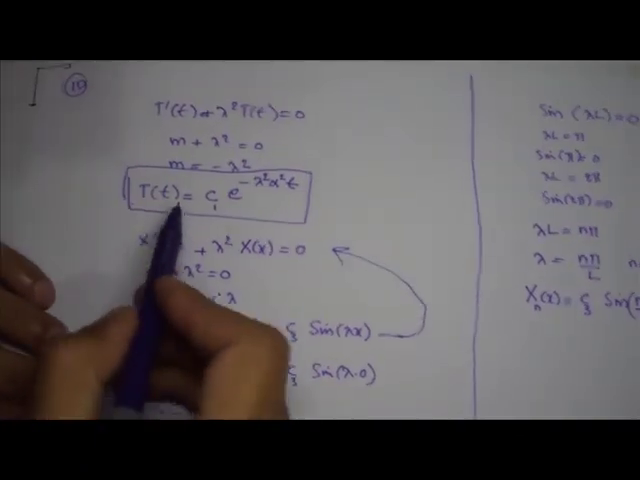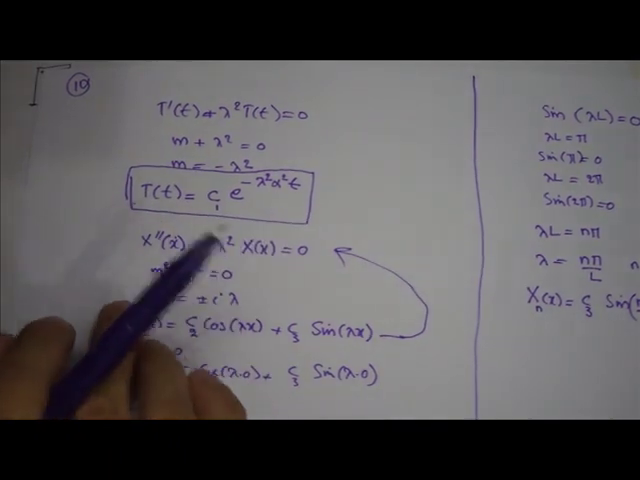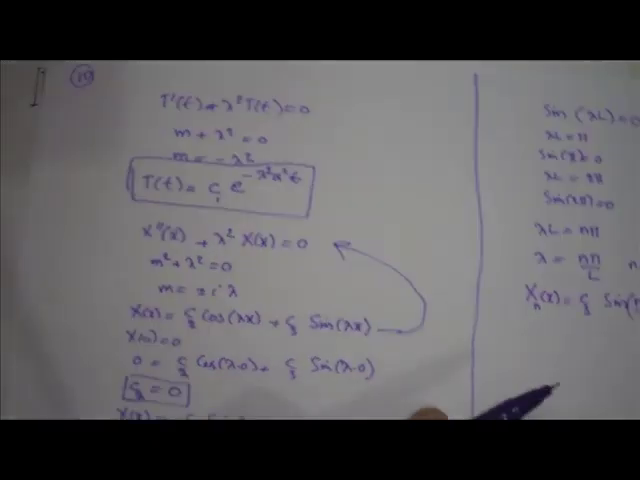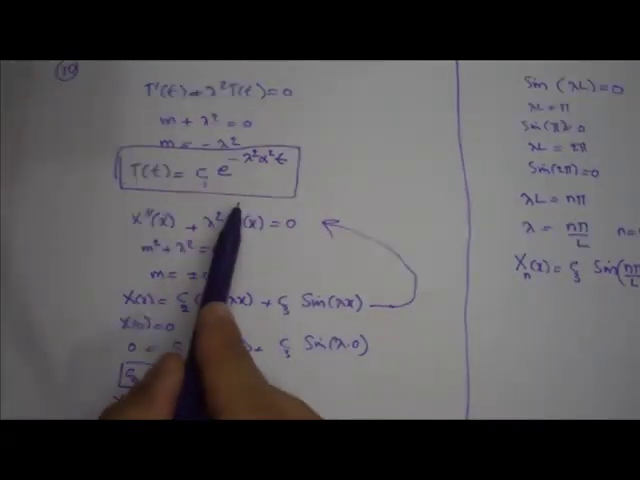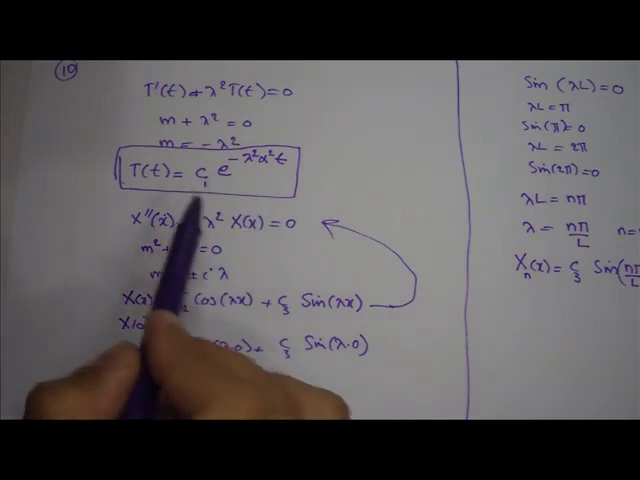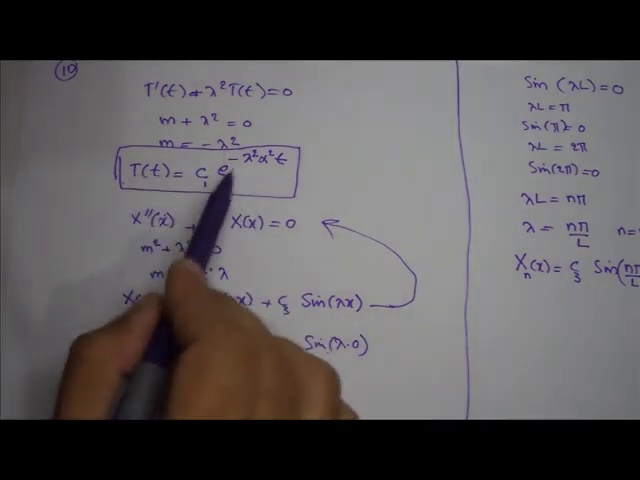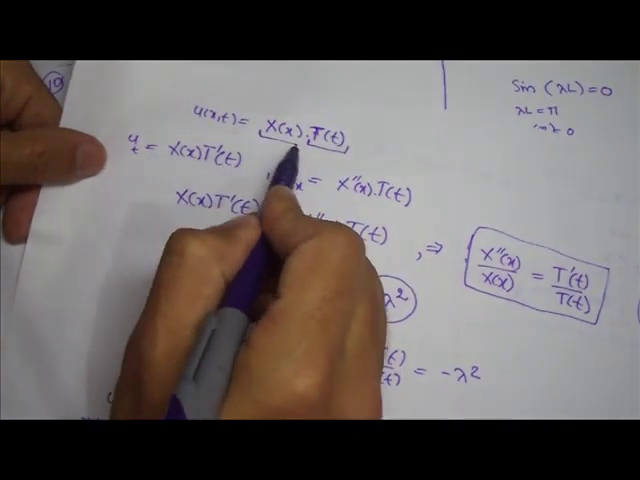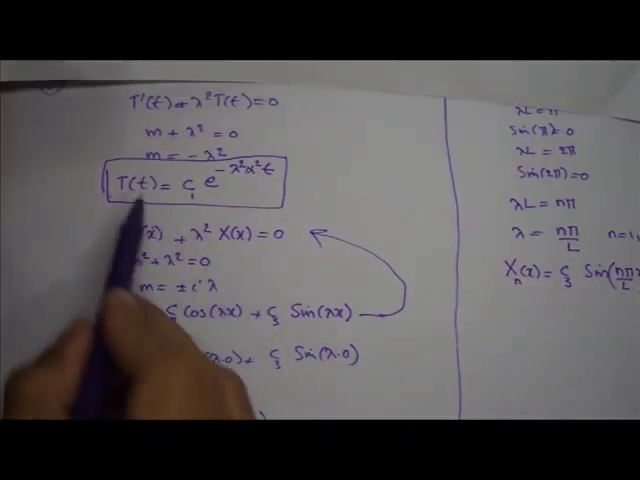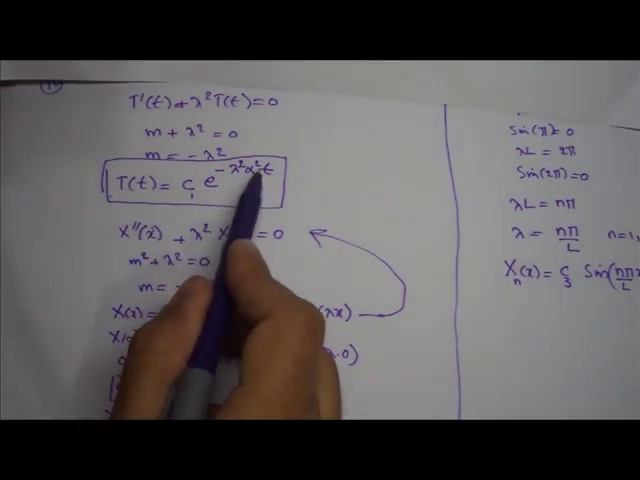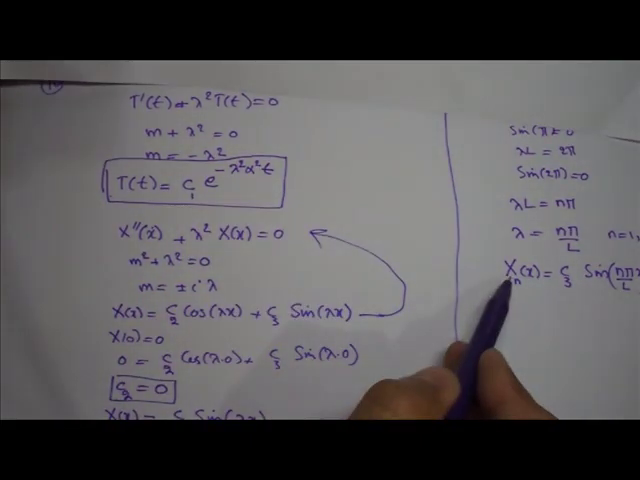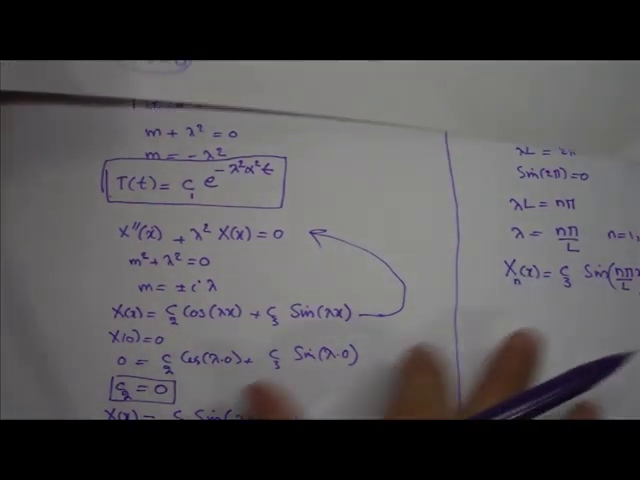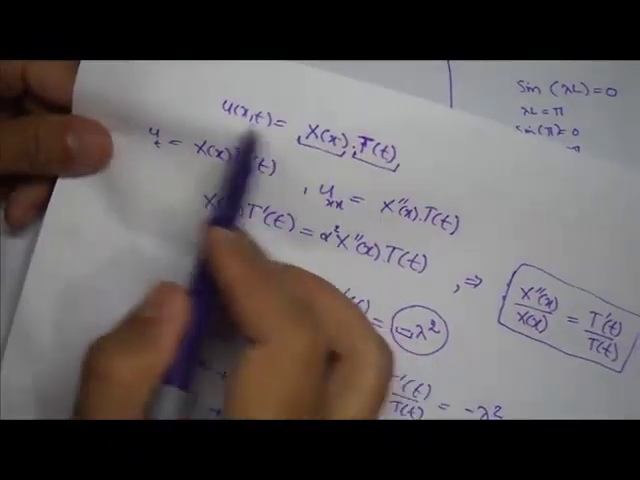Now we have found a function which satisfies this ordinary differential equation, and we have also solved the second order problem. So we have two solutions. We have a function of t, T of t is equal to c1 e power minus lambda square alpha square t, and X n of x is equal to c3 sin n pi x over L. So from these two quantities we will construct the solution.